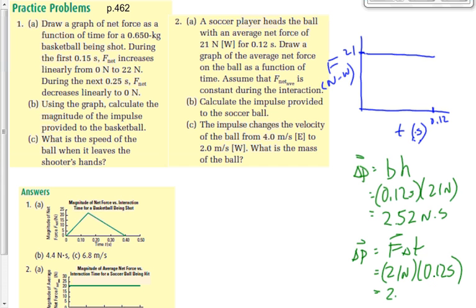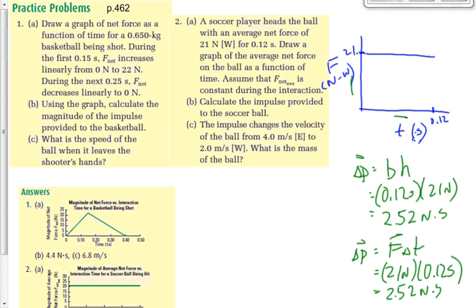Did you look at what I really did here when I found F times T? What's F? It's the height. What's T? It's the base. So didn't I really find the area when I multiplied F times T? Okay, as long as it's a straight, flat, horizontal line, then the area will be F times T. So it works out either way.